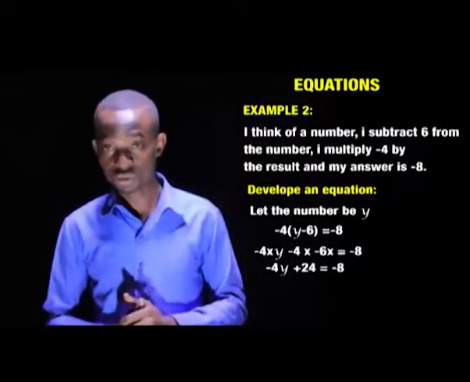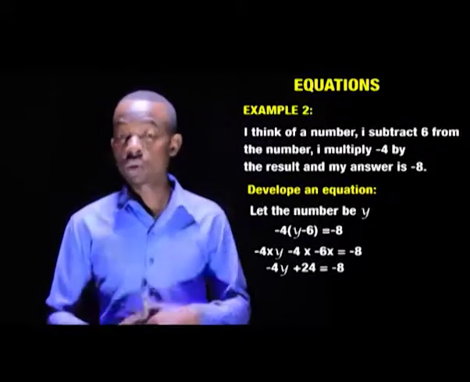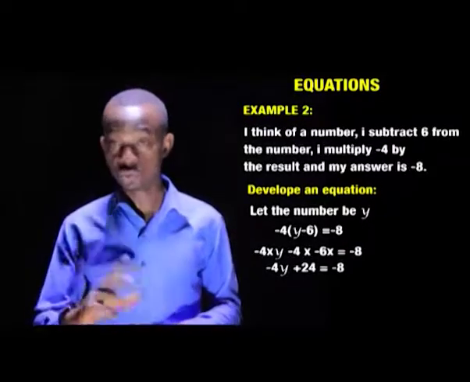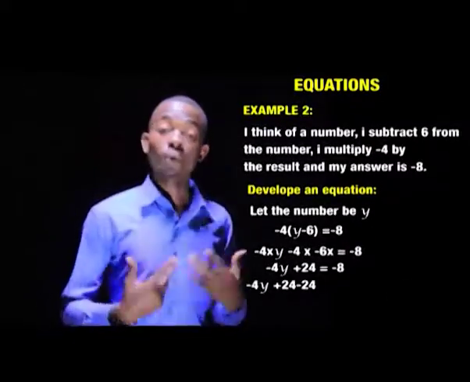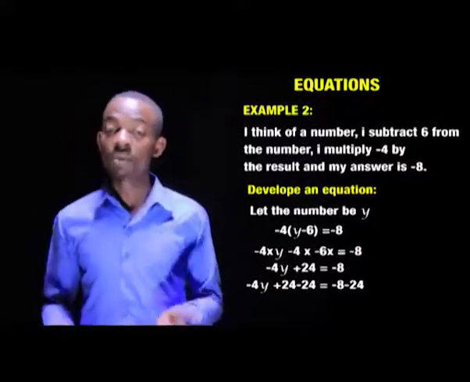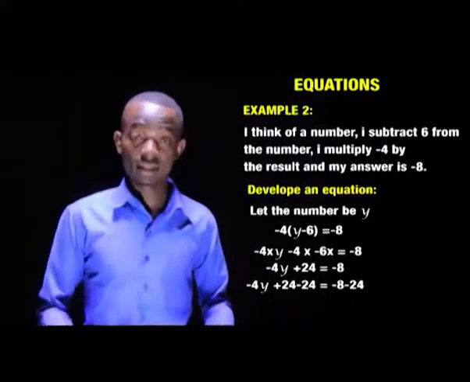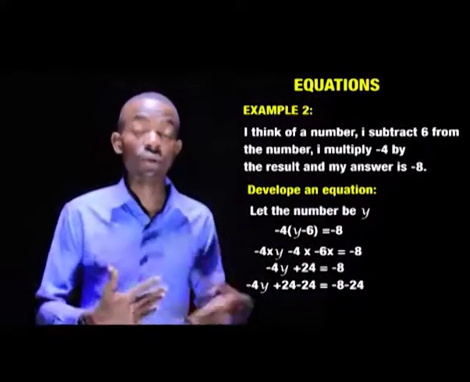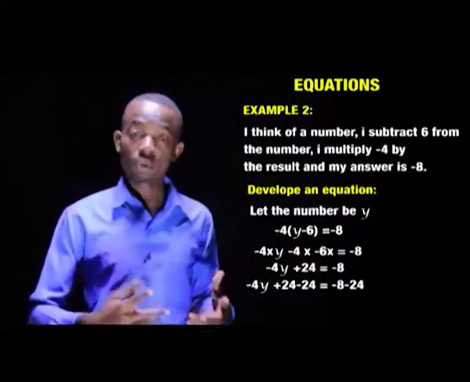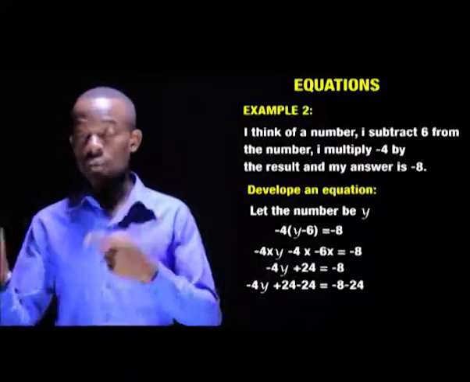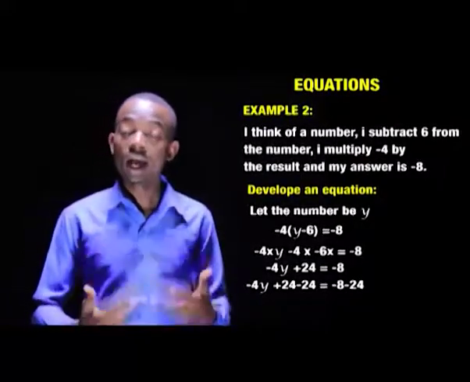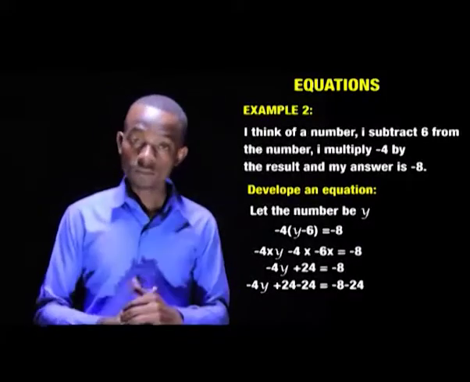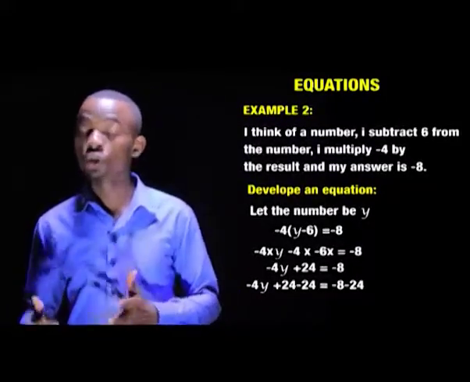That is my equation, and I'm required to solve it until I get the value of y. Now, what do I do after? I'm supposed to collect like terms. In other words, put the unknowns on one side and the knowns on the other side. So I'm going to transfer the 24 to the right hand side. How do I transfer the 24 to the right hand side? I subtract 24 on both sides.